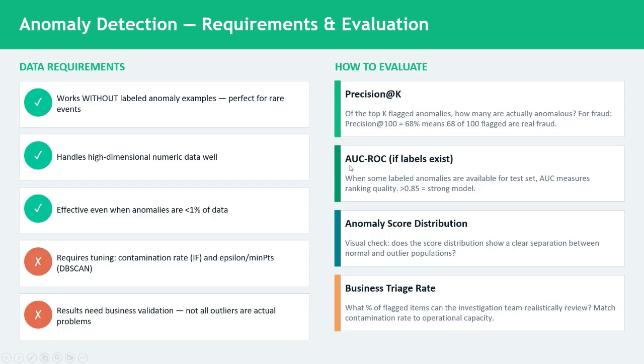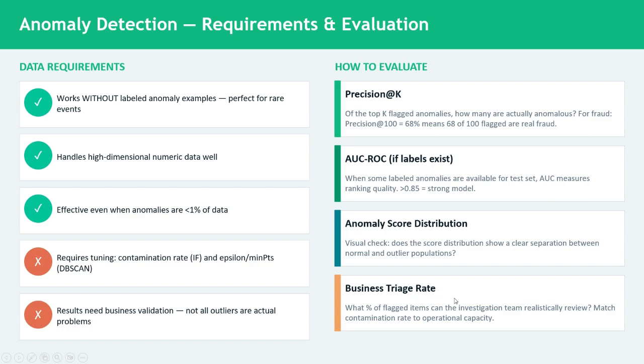ROC, we've talked about this. Over 0.8 or 0.85 is a strong model. It's still 0.8. It says 0.85 here, but 0.8 is good. Anomaly score distribution. The visual check does the score distribution, so a clear separation between normal and outlier populations. So distributions, we have these bell curves, right? They look like this. We're looking for outliers. They should be well outside of the bell curve.